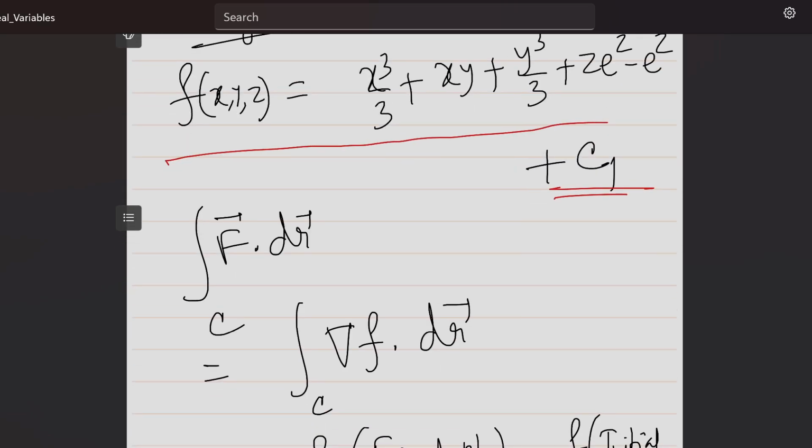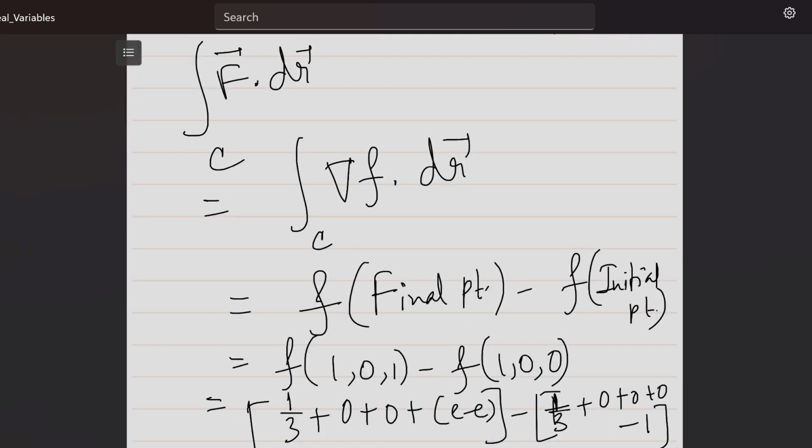So just find this value by putting in. I get f(1,0,1) is 1 by 3 plus 0 plus 0 plus e minus e, minus the value at (1,0,0), which is 1 by 3 plus 0 minus 1, right? 3 power 0 is 1. So I will get something like 1 by 3 minus 1 by 3 plus 1. So it is 1. Answer.